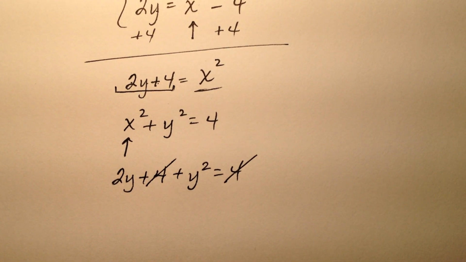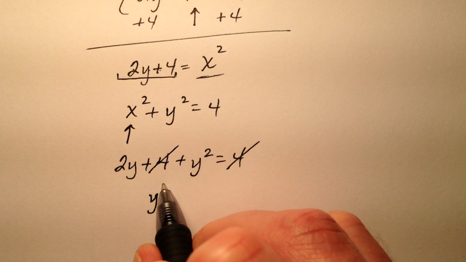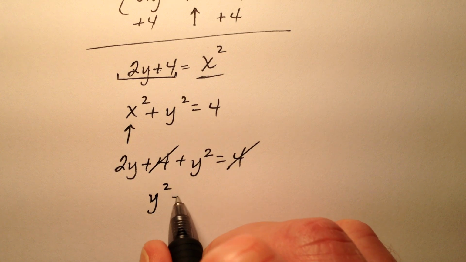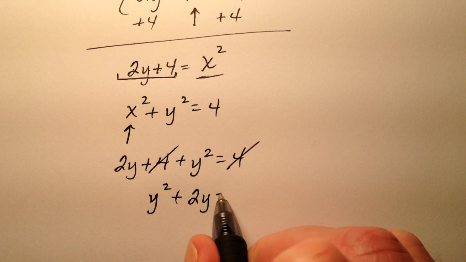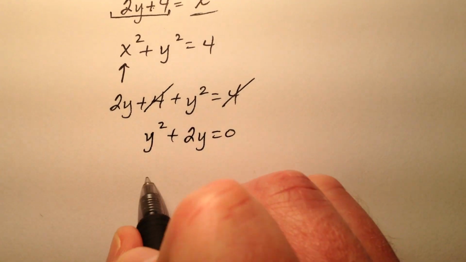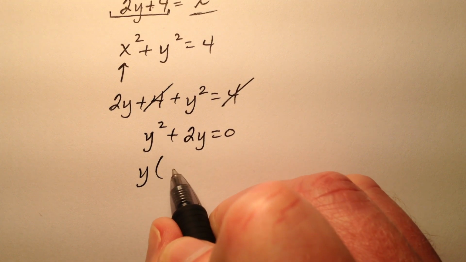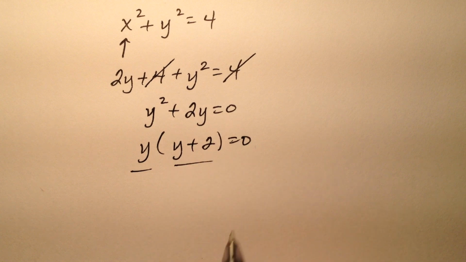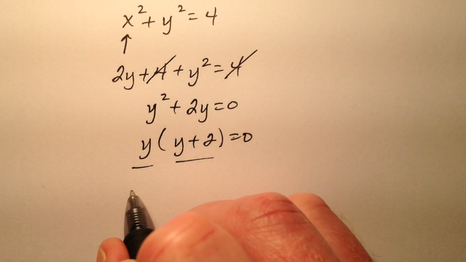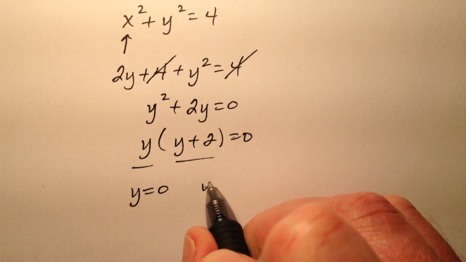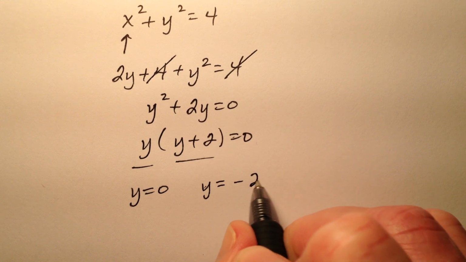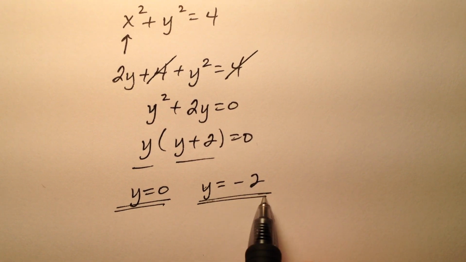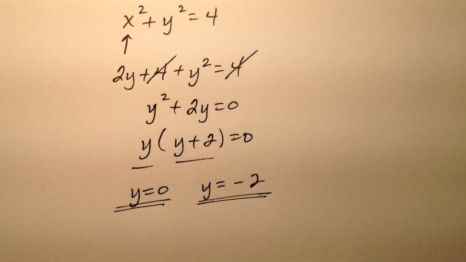Alright, 2y plus 4 in for that x squared, plus y squared equals 4. Well, it looks like those 4's will cancel because I can just subtract 4 from both sides. And when I flip these terms around, so y squared plus 2y equals 0, I can factor the greatest common factor of y out. And 2 factors here, a y and a y plus 2. So y equals 0 and y equals negative 2. So those will be my 2 values for y. So let's go ahead and plug them back in.